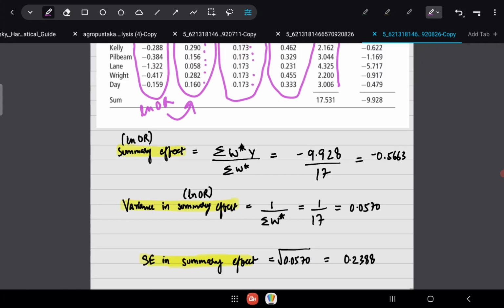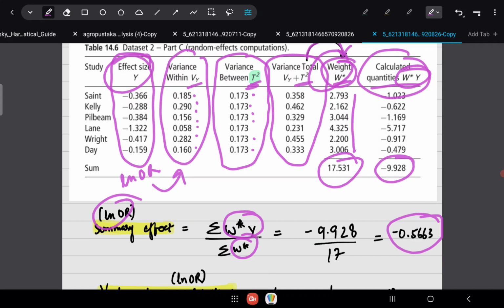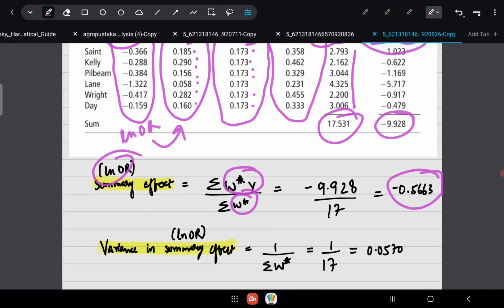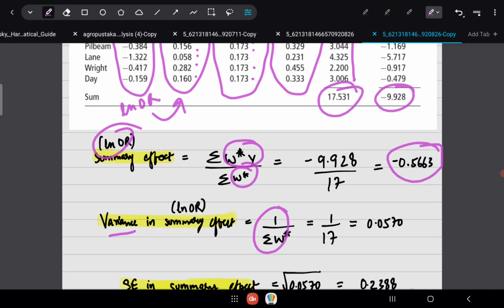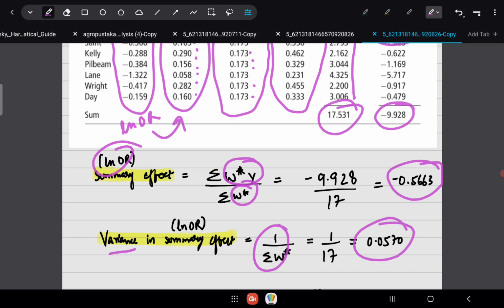So now you are ready to compute the summary effect. The summary effect will be the sum of the product of weight and effect size, divided by the sum of the weight. So it will be minus 0.99928 divided by 17. So this is the summary effect in terms of logarithm. This is still in logarithmic form, right? And then you can calculate the variance of the summary effect. It will be the reciprocal of the sum of weight under random effect modeling. So it will be 1 by 17, right? So this is the variance.